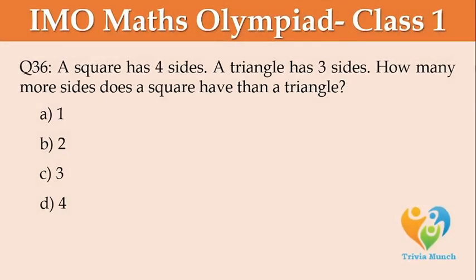A square has 4 sides. A triangle has 3 sides. How many more sides does a square have than a triangle? Option A, 1. Option B, 2. Option C, 3. Option D, 4.